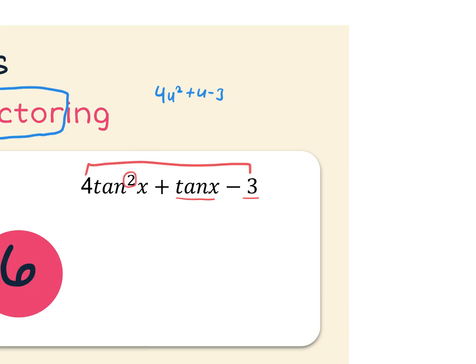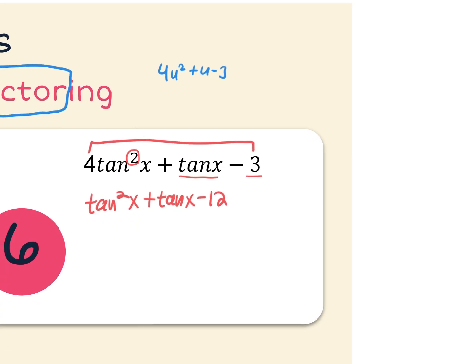Let's do 4 times 3, so negative 12. So let's factor this as follows, right? So we get tangent squared x plus tangent of x minus 12. Right, and then factors of negative 12 that add to a positive 1, all right, are positive 4 and negative 3. So then what we're left with is a tangent of x plus 4, and then a tangent of x minus 3. All right, because we multiplied by a 4, let's divide each number by 4.